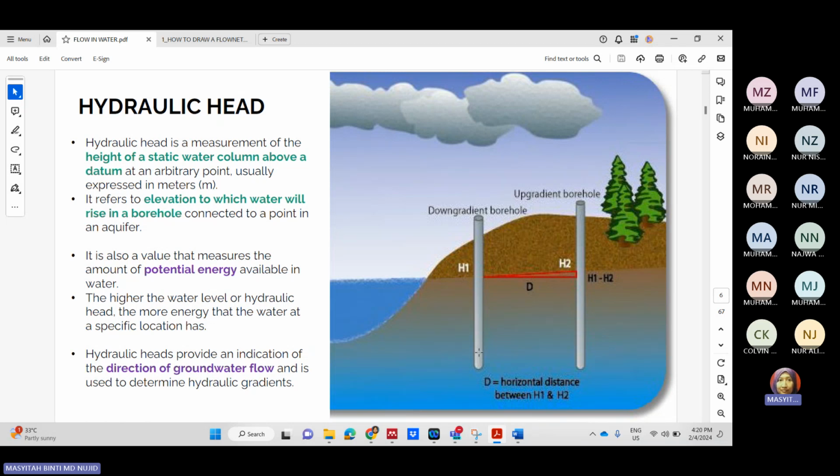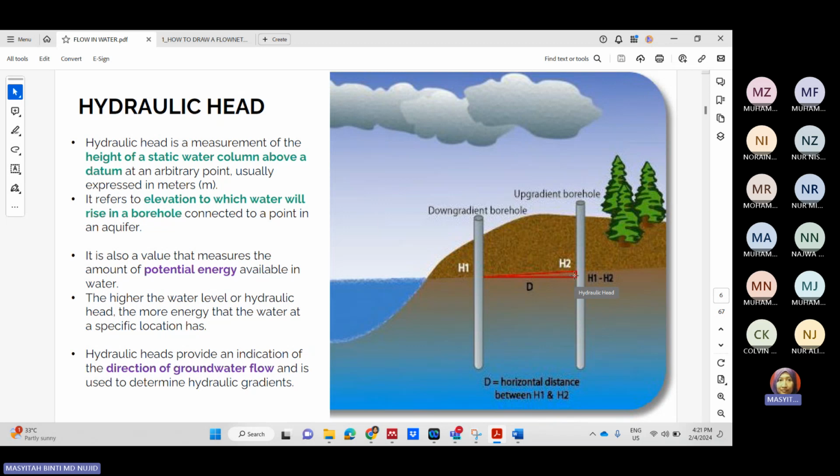So if you have a borehole on the left and a borehole on the right, H1 is the borehole on the left and H2 is the borehole on the right, which indicate the water table. You will see from right to left a difference in water height. The water height in borehole number 2 on the right is higher than on the left, meaning the water level H1 is lower than H2. So that is the difference between H1 and H2.